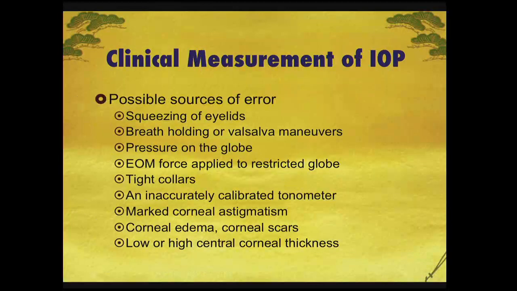There are lots of errors in IOP measurement, especially for applanation. If someone's squeezing their eyelids, if they're holding their breath, if the person measuring the pressure is pushing on the eye too much, et cetera, et cetera. A couple that you want to be aware of that you might not think of is that marked corneal astigmatism can affect the pressure reading. And you always want to think about an inaccurately calibrated instrument.